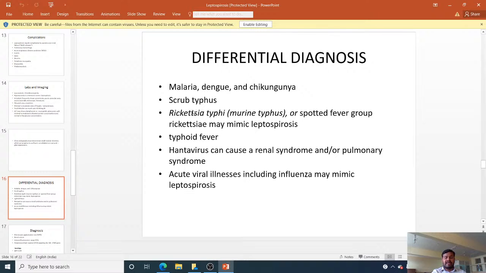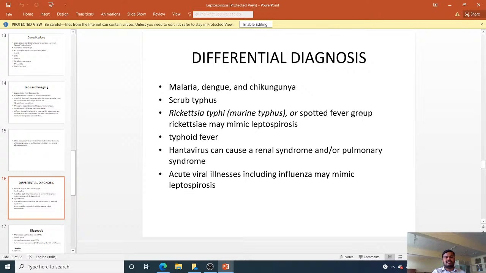Scrub typhus can present with this kind of manifestation, but in scrub typhus usually you see lymphadenopathy. Okay, lymphadenopathy, and you should also search for a local eschar, where the mite has bitten the person. Localized lymphadenopathy around the eschar is possible in scrub typhus. We do not see lymphadenopathy in leptospirosis, so you should rule it out.